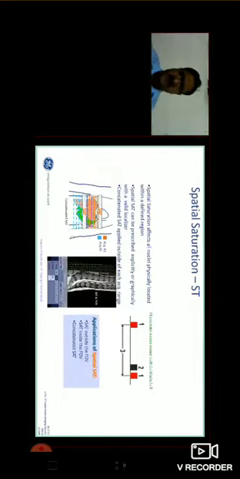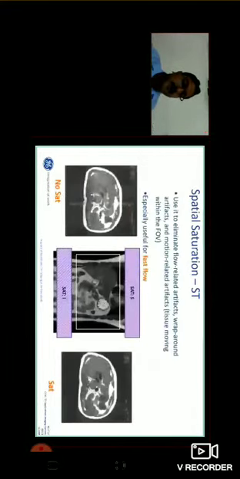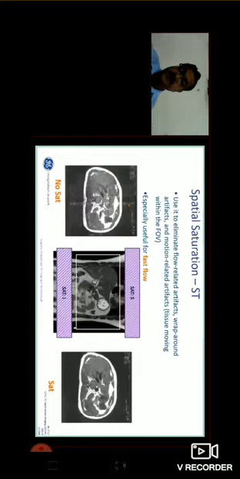In this example, you can see there are flow-related artifacts from the aorta. Simply placing a saturation band superior and inferior removes them. So the spatial saturation band you can see over here, and the superior saturation band is activated.